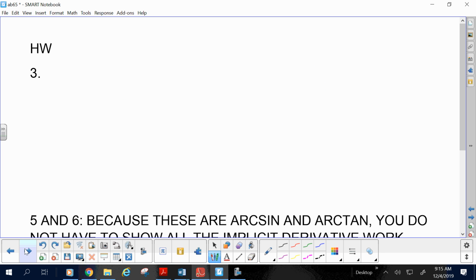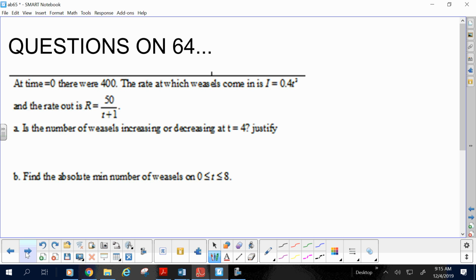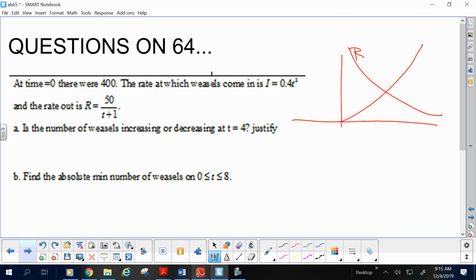Let's see, real quick. Did you get a picture that looks something like this for rate out and this for rate in? Yes? No? Anybody know where they intersected? Time equal, 0.42 squared. Man, that's a mess. So you would have to find the intersection by calculator. That's not going to be pretty.